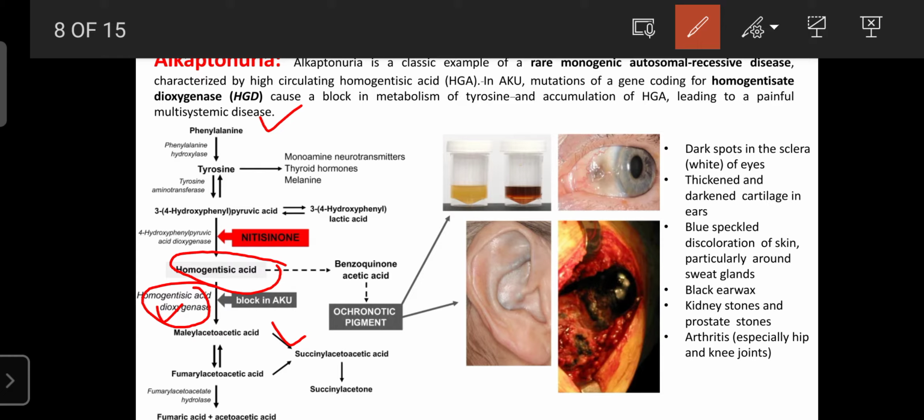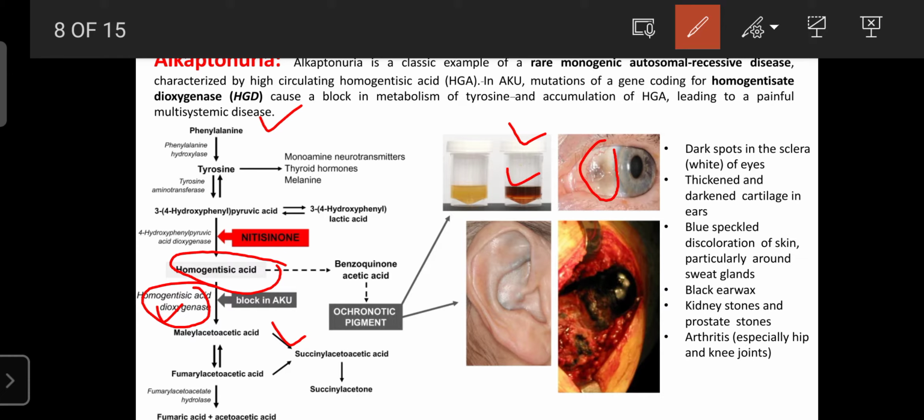Regarding the symptoms, there is a dark spot in the sclera, the white of the eyes. You can see here, this is the dark spot. It is an indication of alkaptonuria, or lack of metabolism of phenylalanine, or lack of the homogentisic acid dioxygenase enzyme, or increased level of homogentisic acid. Due to that, it accumulates and dark spots are produced in the eye, and the urine color changes. It becomes more and more brown, dark brown.